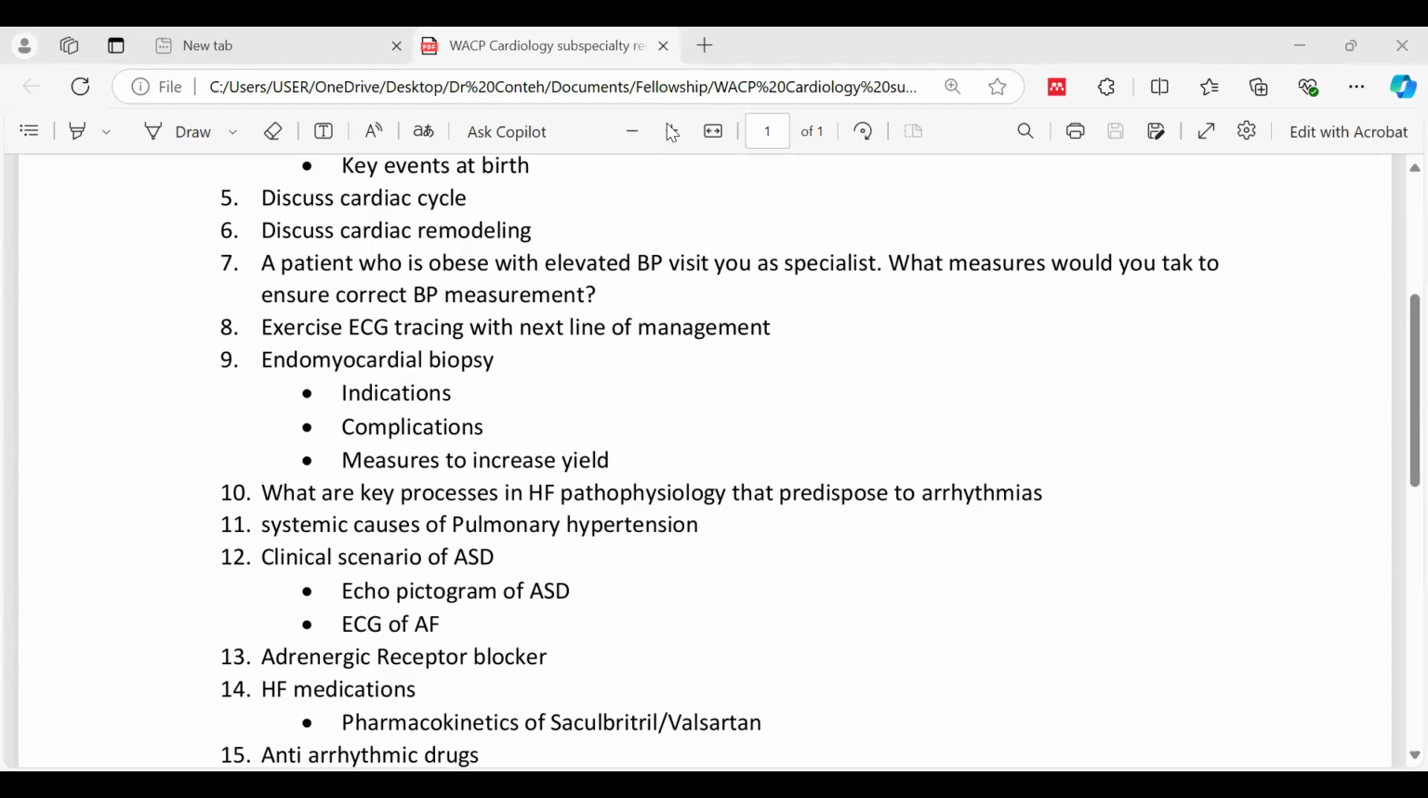Is it possible for you to drop on the platform any of those screening tools we use to stratify the patient into low risk, intermediate, or high risk? Because I keep forgetting them.